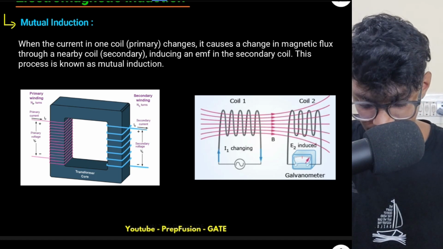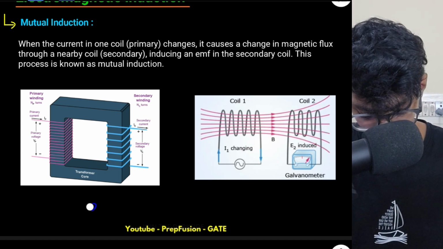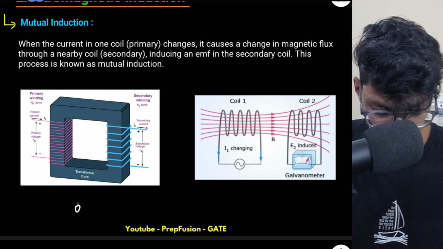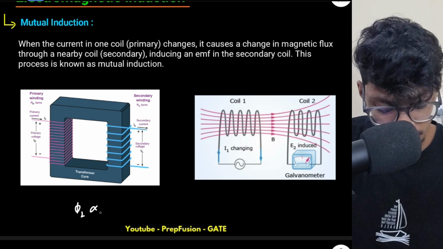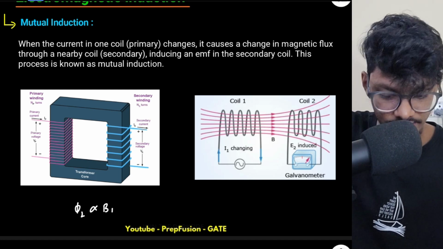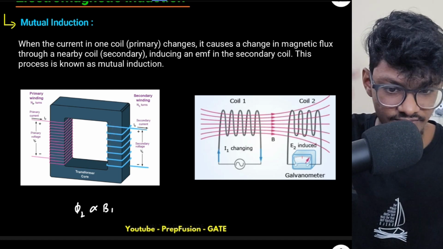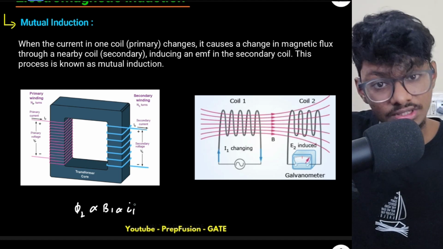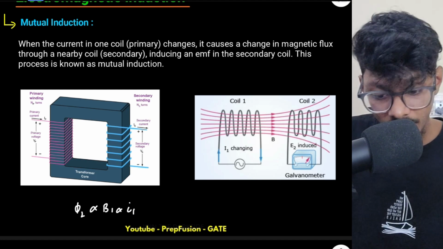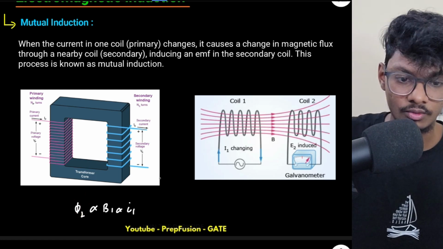Just the basic thing is that the flux in the second coil will actually be dependent on the magnetic field produced due to the first coil, right? And it will cut the cross-sectional area here, and that will generate flux in the second coil. And that magnetic field in turn is dependent on the current in coil 1. So current in coil 1 is changing the flux in the second coil. That is the main thing.